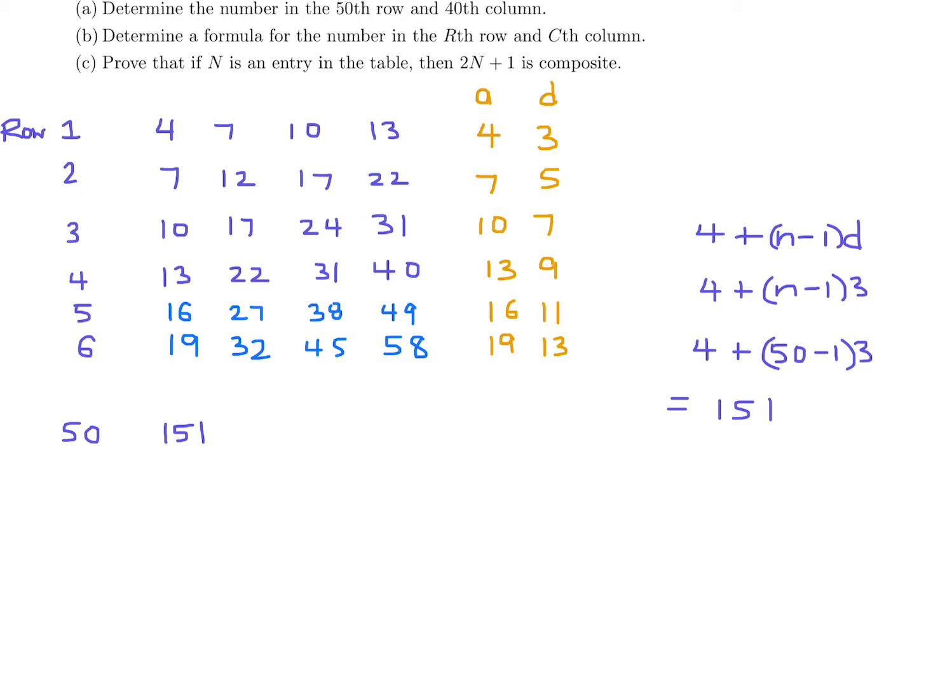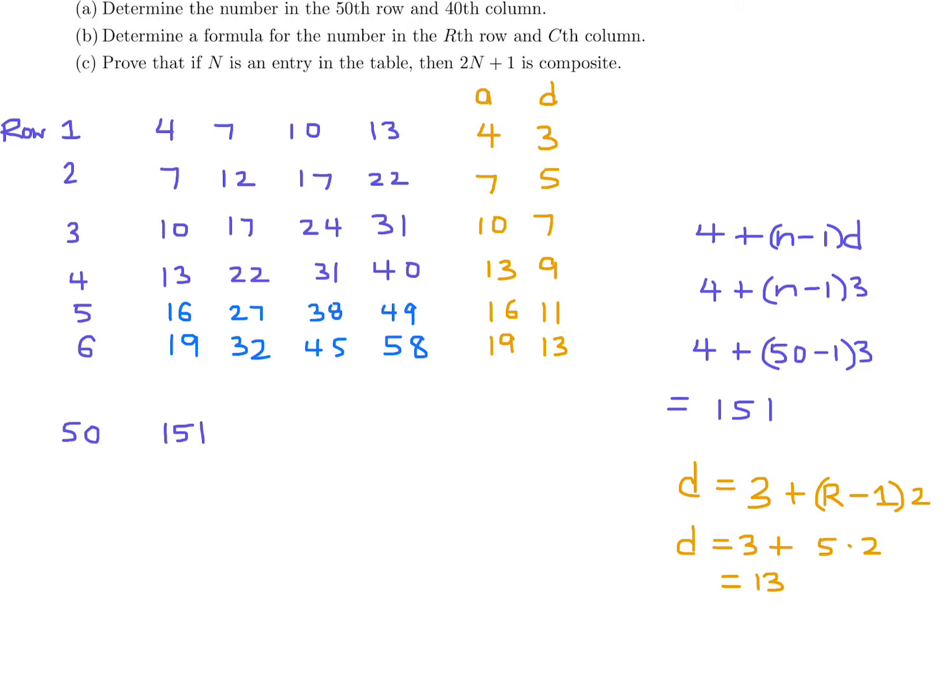So that means the D, in general, is going to be 3 plus r minus 1 times 2. That's something I'm getting directly from those numbers, where r is the row number. So for example, when r was 6, the difference was 3 plus 6 minus 1, which is 5, times 2. And that is 13. And that's why this is a 13.